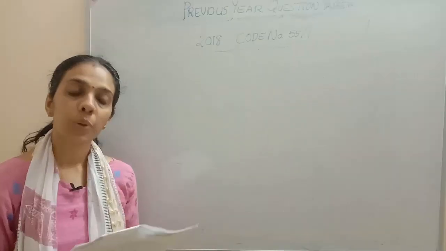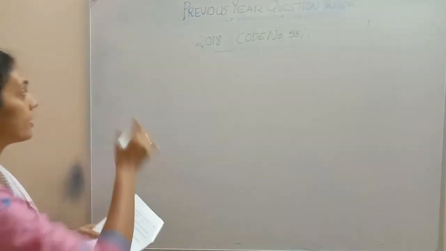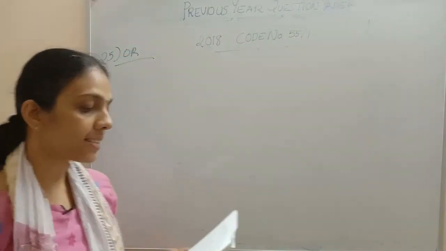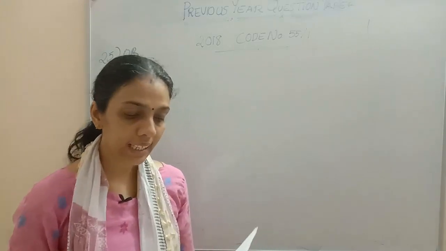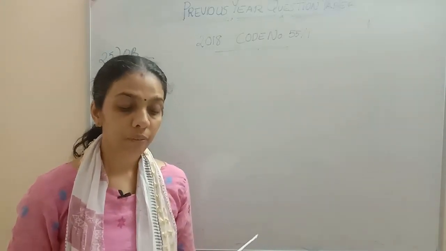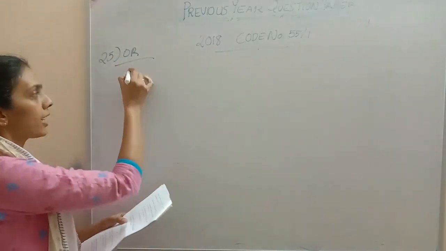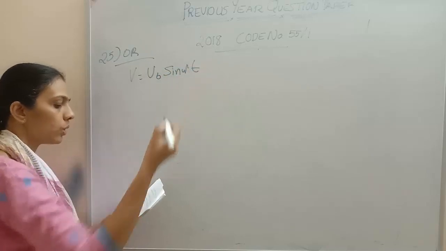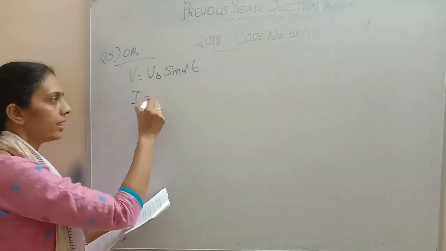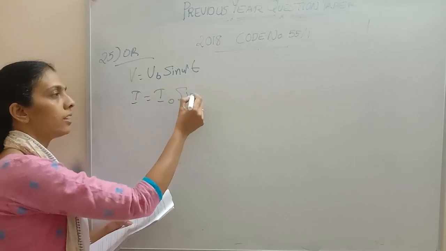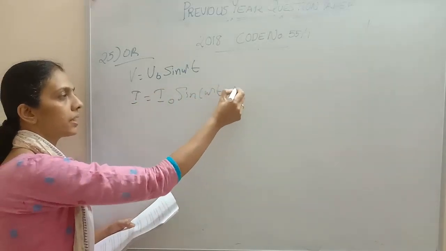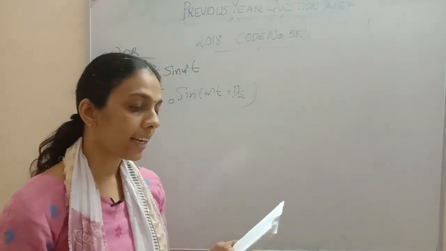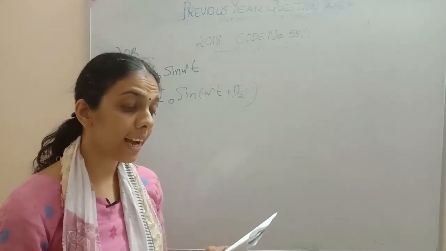Okay, clear? In the 25th question itself an OR question is there, so that one we are going to discuss. A device X is connected across an AC source of voltage V equals V0 sin omega t, and the current through X is given as I equals I0 sin(omega t + pi by 2). Identify the device X and write the expression for its reactance.